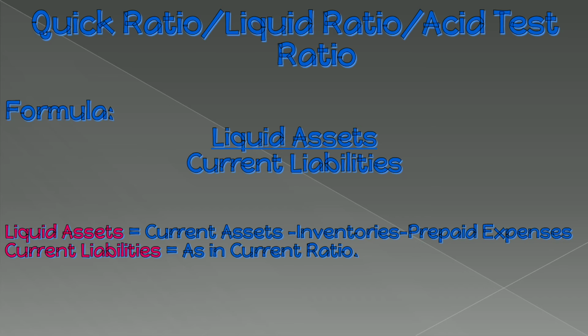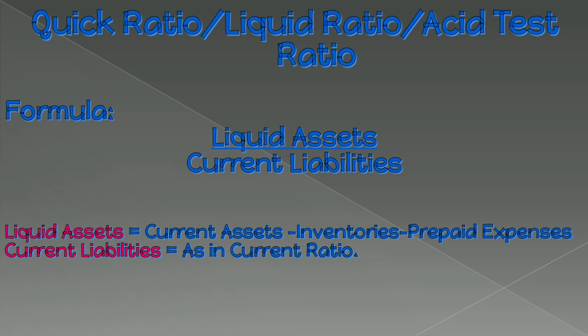Liquid assets. So simple it is, nothing technical over here. When we are talking about liquid assets, it means current assets excluding inventories and prepaid expenses. That's all. All other things will be taken, that is current investment, current loans and advances, cash and cash equivalent, everything except these two items, inventories and prepaid expenses. Is it clear to all?